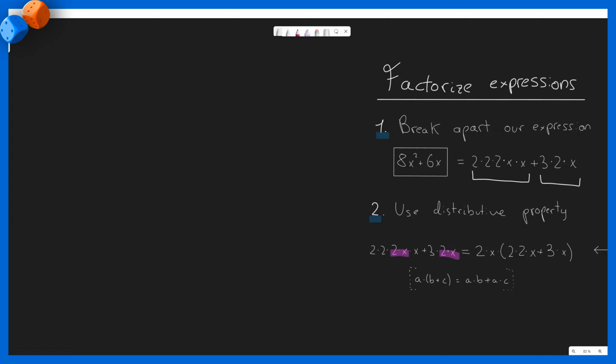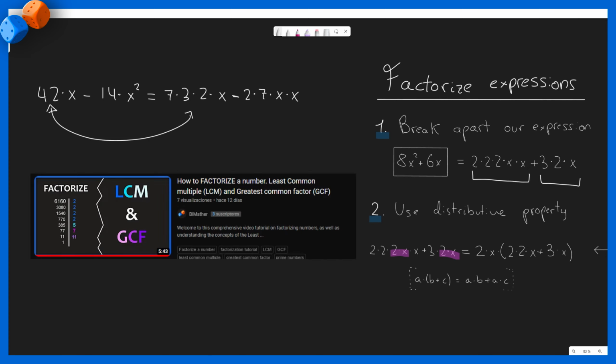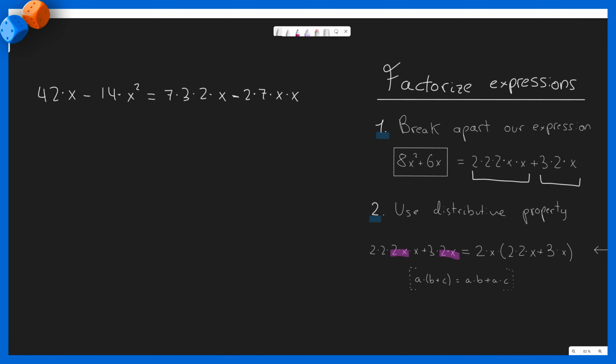This means that if we had, for example, 42 times x minus 14 times x squared, we should write each part of the addend as a product of prime numbers, and if there's an x or a y or any other variable, as a product of variables. This example would be equal to 7 times 3 times 2 times x minus 2 times 7 times x times x. If you don't know how to factorize a number, you should check the video where I explain it very easily. The second step to be followed is to see what factors are common in all the addends.